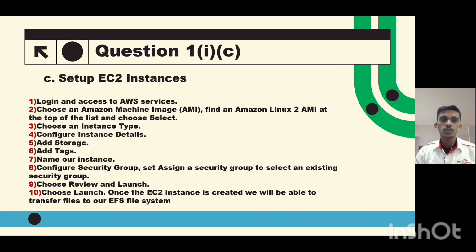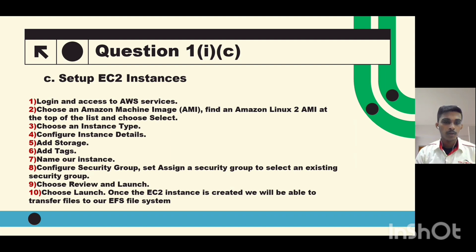C, setup EC2 instance. So first of all, we need to log in and access AWS services. Number 2 is choose an Amazon Machine Image, AMI. Find an Amazon Linux 2 AMI at the top of the list and choose select. Number 3 is choose an instance type. Number 4, configure instance detail. Number 5, add storage. Number 6, add the tags.